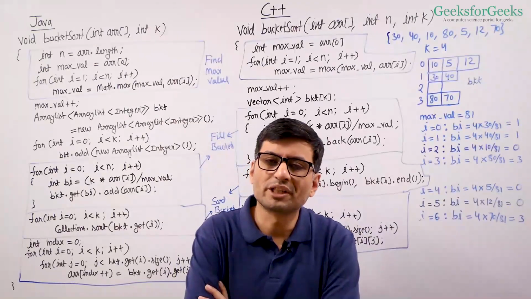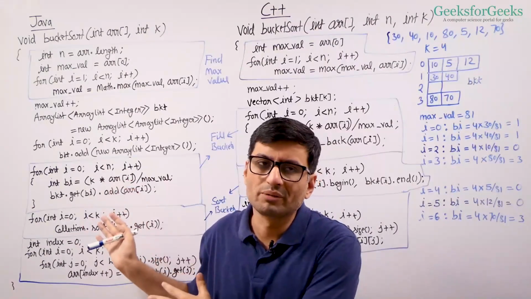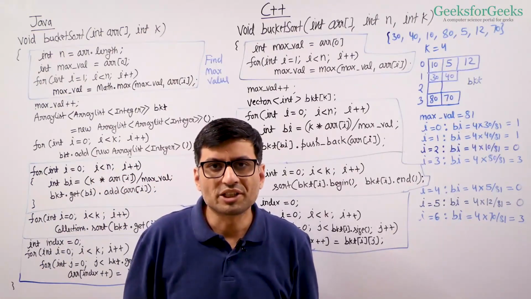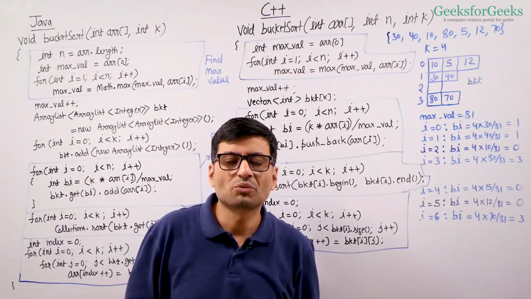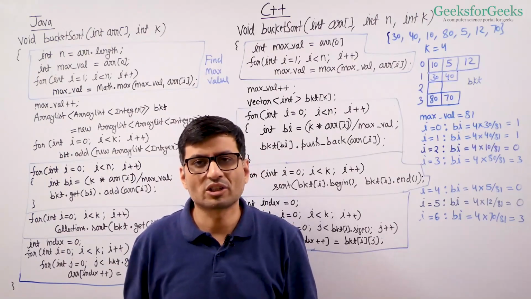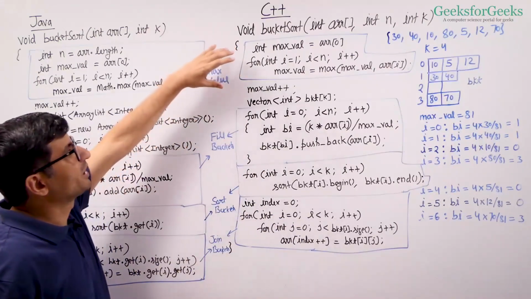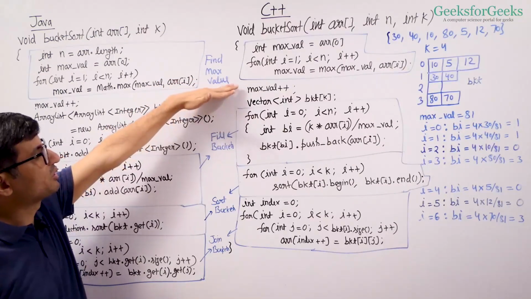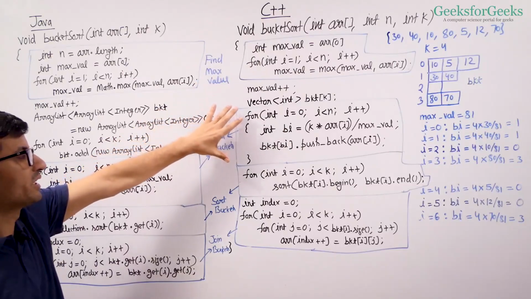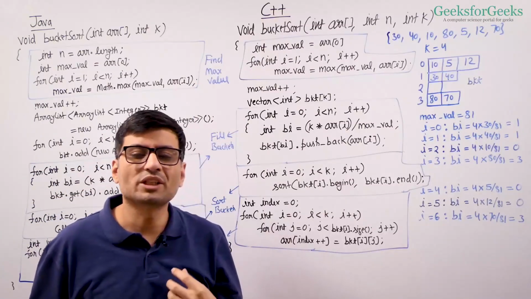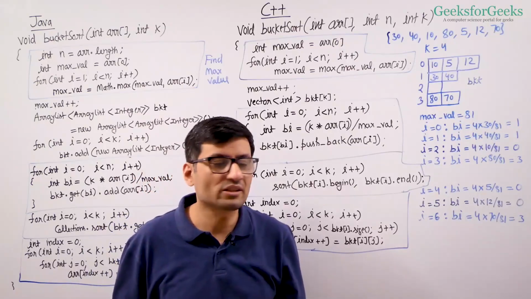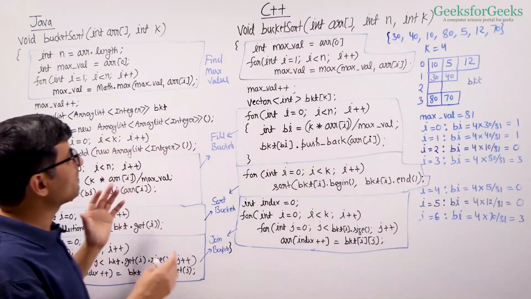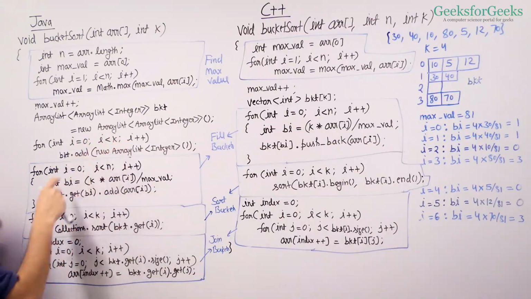Let us now see the implementation. This side we have Java implementation, and here we have C++ implementation. So in these implementations, we take an array as an argument. We also take number of buckets as another argument. And inside these implementations, we are first finding the maximum value in the array. Once we find the maximum value, we are creating k buckets. In C++ implementation, we are using an array of vectors. The size of this array is k, and we call this array bkt. In Java implementation, we are using an array list of array list.